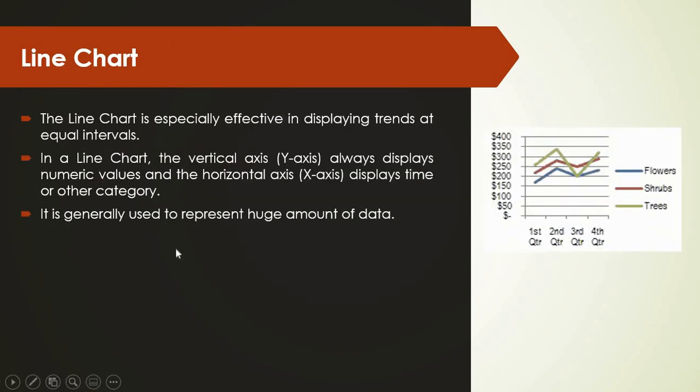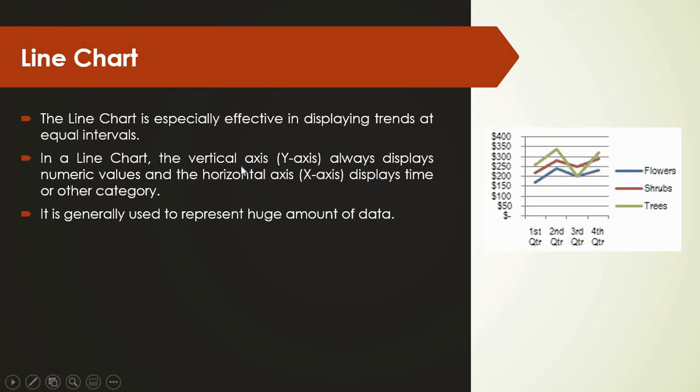Now the next one is the line chart. The line chart is especially effective in displaying trends at equal intervals. If in equal intervals there will be different trends, then you can show it by the line chart. It uses lines to illustrate the trends in the data at equal intervals.